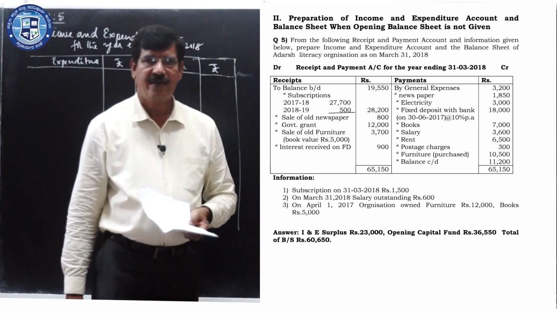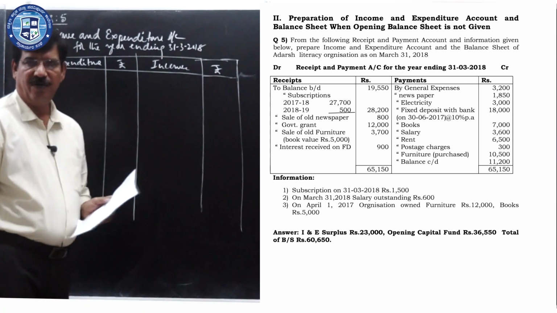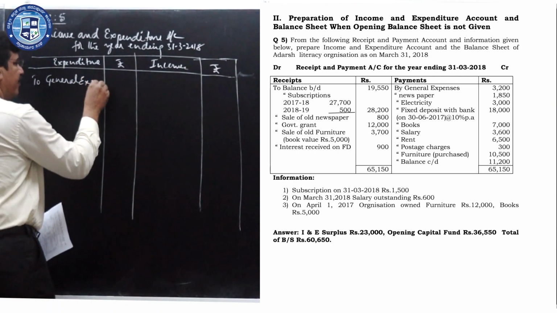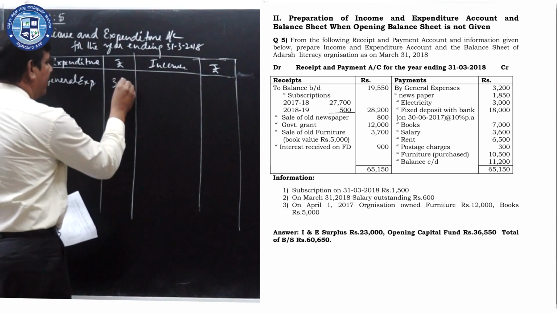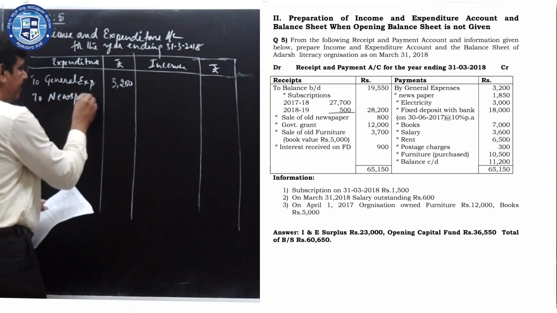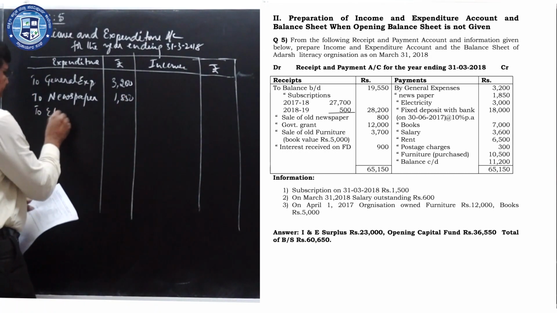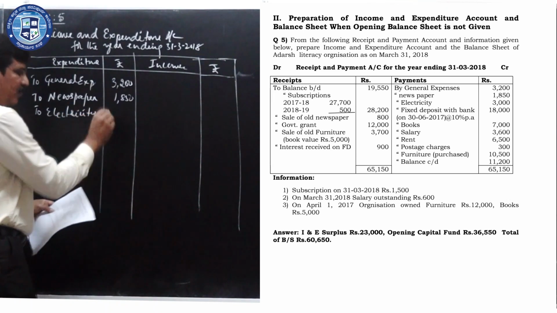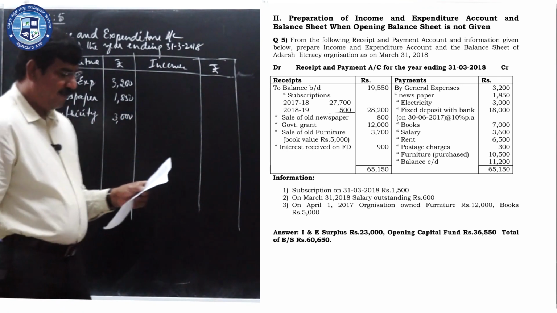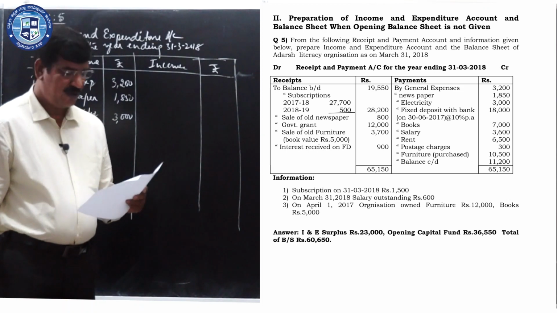Okay, now let's prepare income and expenditure account. Look at the payment side. General expenses are given, for which there is no other adjustment, to general expenses 3,200. Newspapers, for this also there is no other adjustment, newspaper 1,850, and electricity, for this also there is no other adjustment, 3,000. Now fixed deposit with bank, it will go to the balance sheet. Books, it also go to the balance sheet.